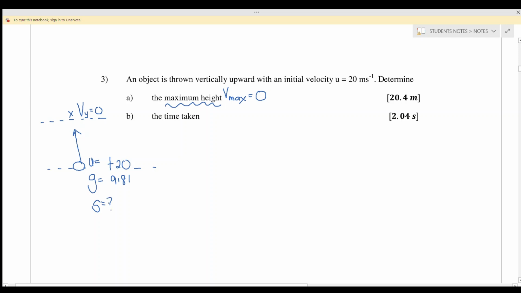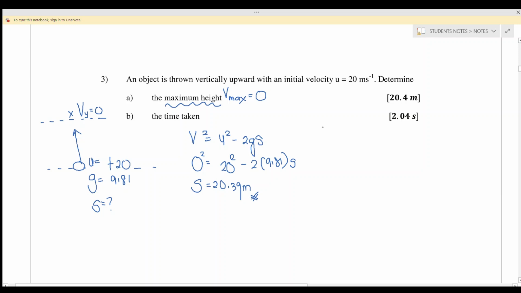We want to find s. Okay, so which equation is suitable? We can use v squared equals u squared minus 2gs. Okay, all of this uses the y component because it's vertical. v at maximum height is equal to 0, u is positive 20, minus 2g, 9.81, and s is the value that we want to find. So finally, we found that s equals 20.39 meters.